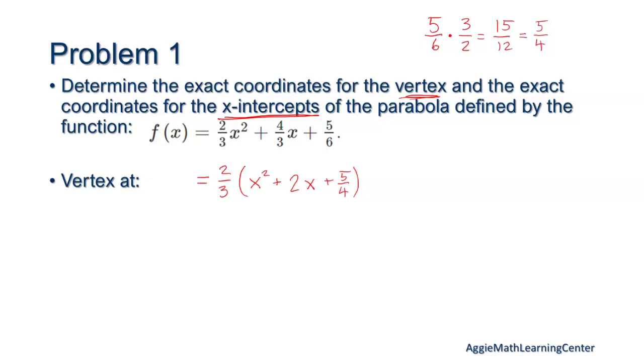Now we have this form, and I'm kind of doing it in a different order. I'm doing the y-intercept first by accident, but it's asking for both, so we can do the y-intercept first. So what are the exact coordinates for the y-intercepts?